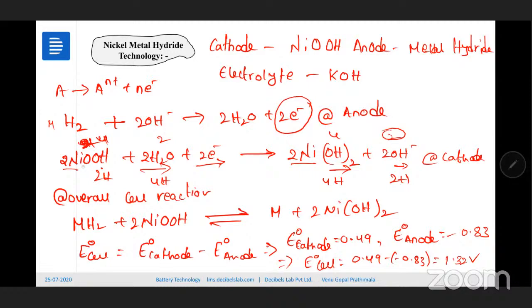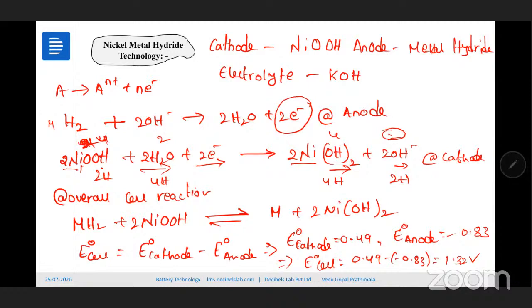Here we are having one oxygen, so two. 2 into 2 is 4 oxygens, and here it is 2 oxygens, so total of 6 on LHS. And similarly, we are having 2 times 2, 4, and here 2 oxygens, so total of 6, so it is balanced.